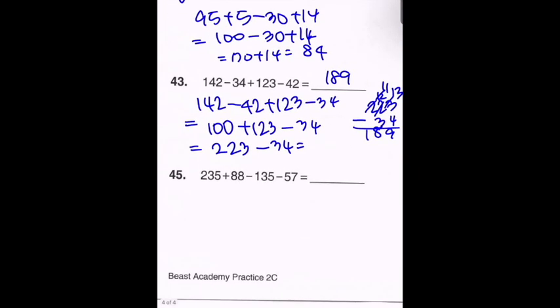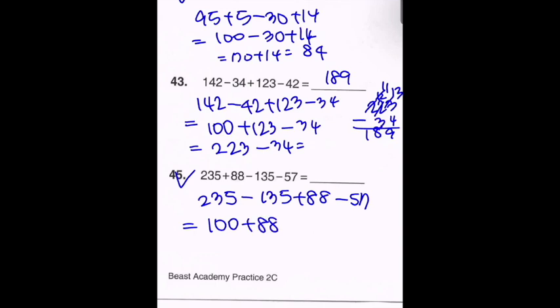Now I'll just be solving 45 too. So we're going to rearrange this to 235 minus 135 plus 88 minus 57. So that's going to be 100 plus 88 minus 57, which is 188 minus 57. So that is going to give us 131.